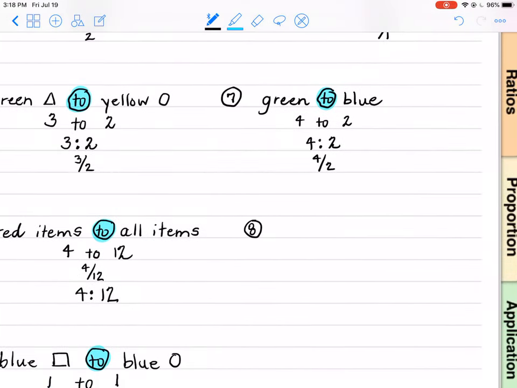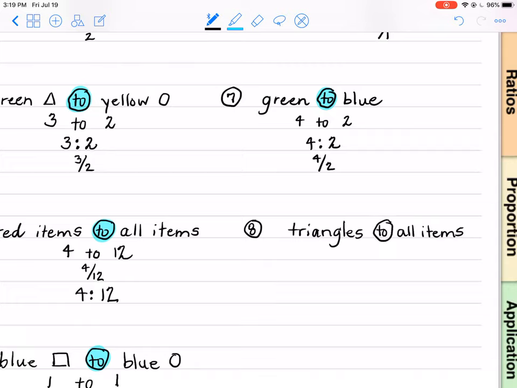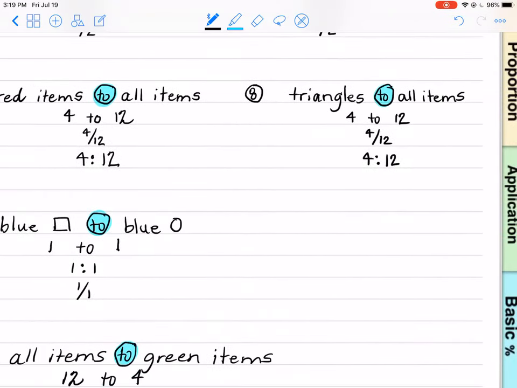Number 8. Triangles to all items. Now it doesn't say what color of triangle, and that's okay. If it doesn't specify a color, then you count them all. And you have a total of 4 triangles. Remember, all items means all items, including the triangles. And you can mix these up. The order doesn't matter. Just doing all 3 forms.